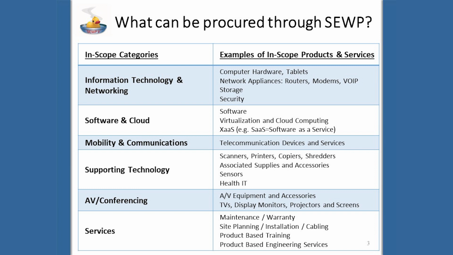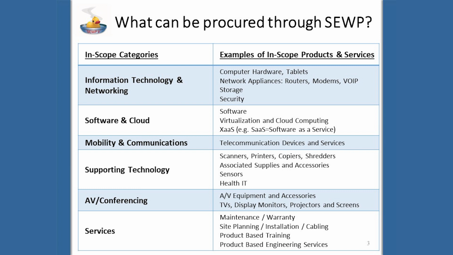Software in the cloud. All software products, all cloud offerings are available through these contracts. And there are mobility and telecommunications, which includes items such as cell phones or microwave devices or satellite communications. It includes cabling. It includes all of the technology that goes with communications and mobility solutions.